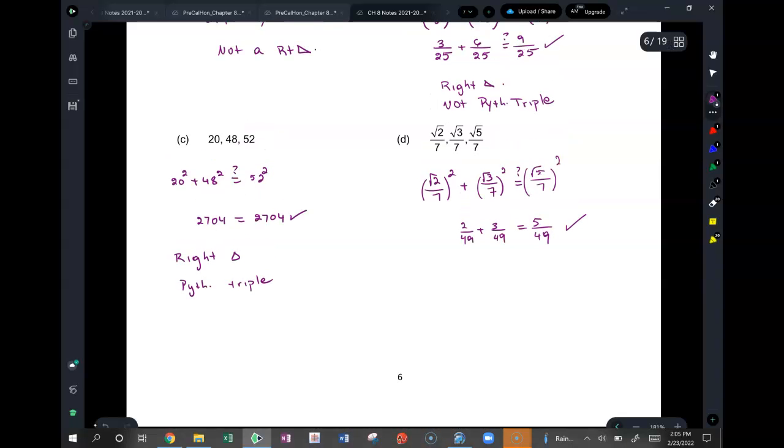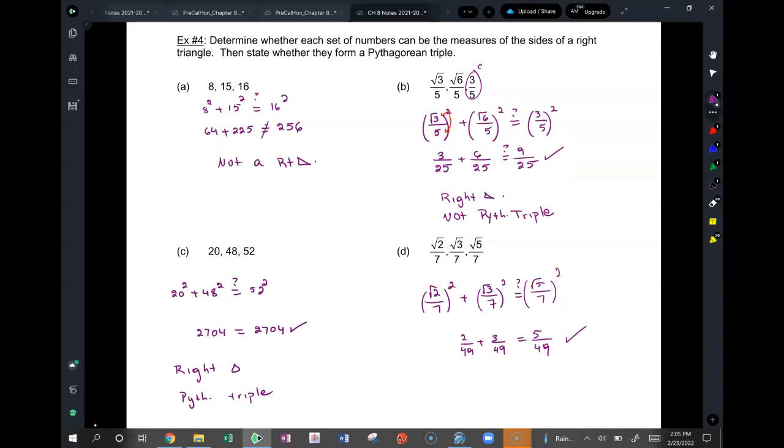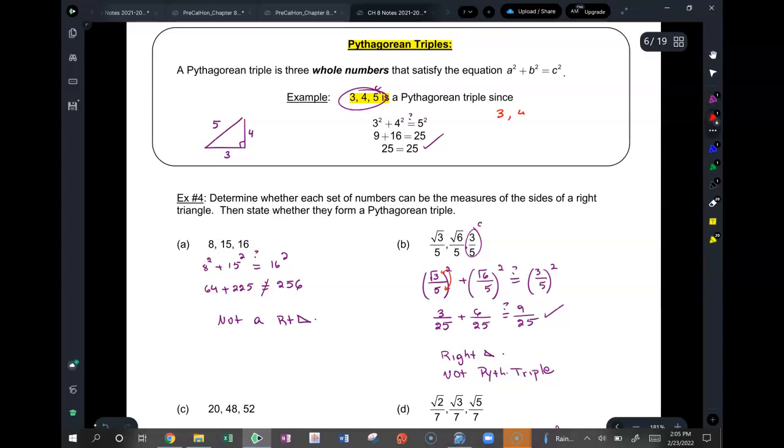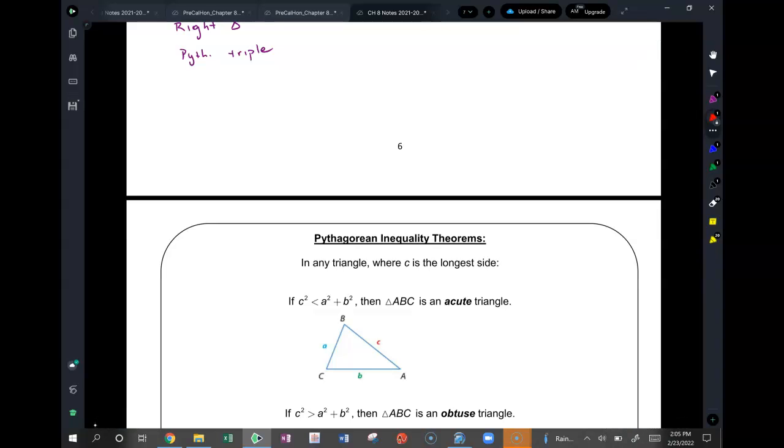They come up all the time, and it's very important for us to recognize them. It saves a lot of work, first of all. 3, 4, 5 is a Pythagorean triple, right? So are all of its multiples. If you multiply all three by 2, 6, 8, 10 is also a Pythagorean triple. If you multiply by 3, 9, 12, 15, also a Pythagorean triple. Another famous Pythagorean triple is 5, 12, and 13. Okay?